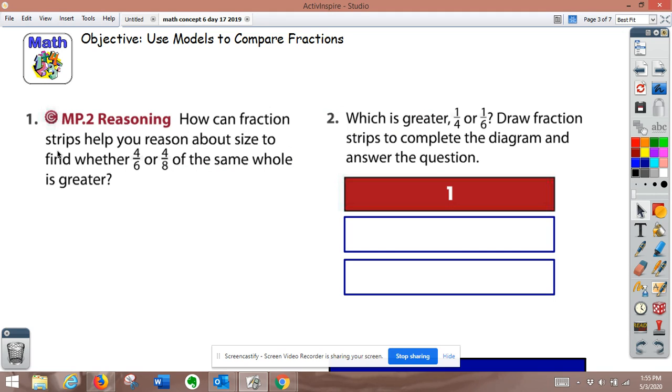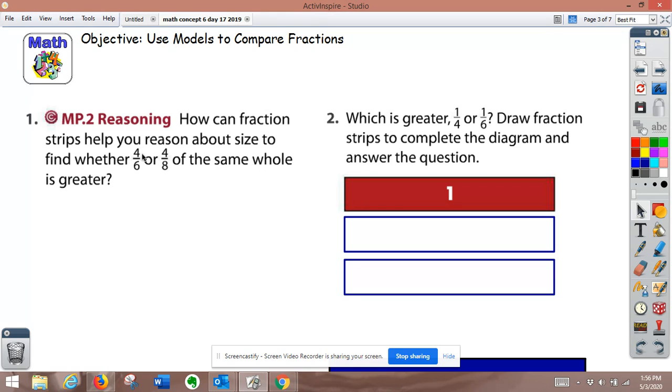How can fraction strips help you to reason about size to find whether 4/6 or 4/8 of the same whole is greater? So you got the same whole thing. There's 4/6, 4/8. We want to see which one's greater or larger. Now they want you to reason. That means they want you to think about it. They want you to make sense of it. They want you to figure it out. How can I reason and think about the size? And I can use fraction strips.